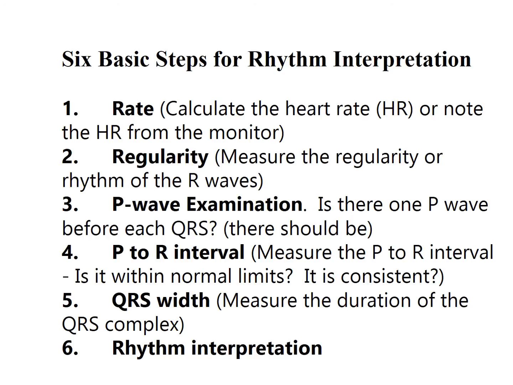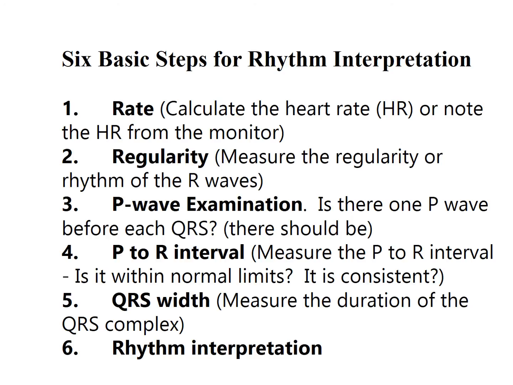So, your rate. What you're going to do is calculate the heart rate or note the heart rate from the monitor. Remember, in a 6-second strip, you're going to be counting every QRS complex and multiplying it by 10 to just get an estimate. So if you see 6 QRS complexes in that 6-second strip, 6 times 10 will be 60 beats per minute.